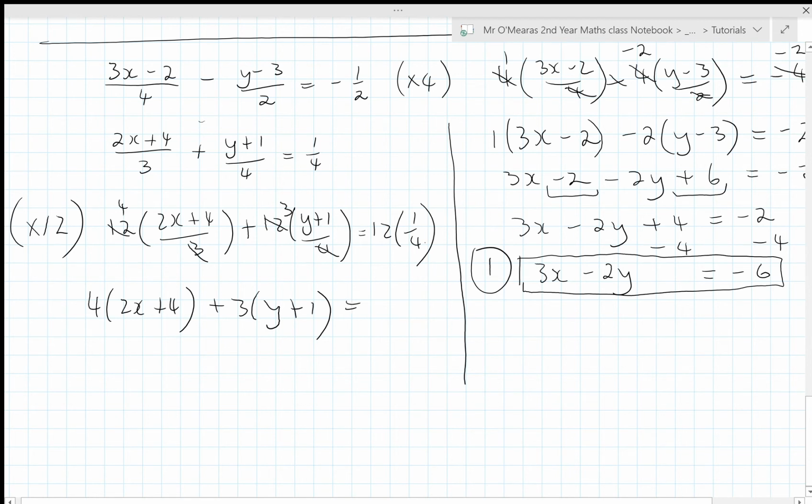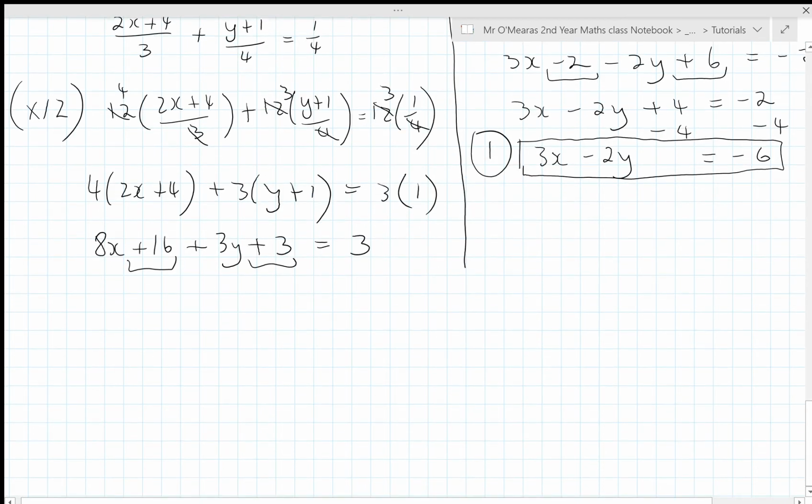Do you understand? Don't be skipping this step that I'm writing out now. For the sake of a few 10 or 20 seconds, this is where most mistakes are made in these first few steps. So now we expand out the brackets. 8x plus 16 plus 3y plus 3 equals 3. And again, we identify any like terms before moving any further.